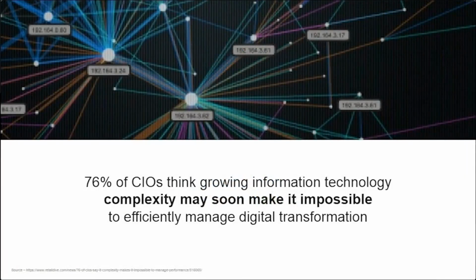The situation is pretty bad from a lot of organizations' perspective. And it's so bad that 76% of CIOs think that the expanding, growing information technology complexity may soon make it impossible to efficiently manage digital transformation and stay ahead of just generally the trends in the market, the security risks that are increasing, and so on. So this is a very telling stat in terms of how solutions need to be developed to help organizations manage this complexity at scale.